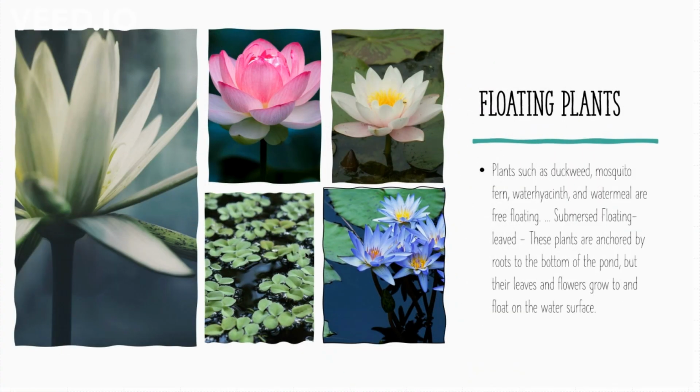Floating plants. Plants such as duckweed, mosquito fern, water hyacinth, and watermeal are free floating. Floating leafed plants are anchored by roots to the bottom of the pond, but their leaves and flowers grow to and float on the water surface.